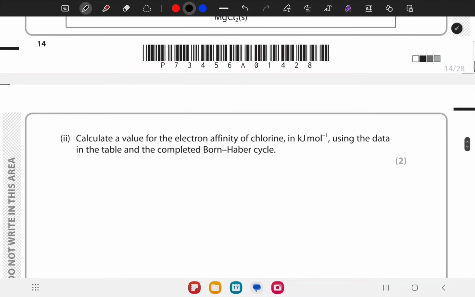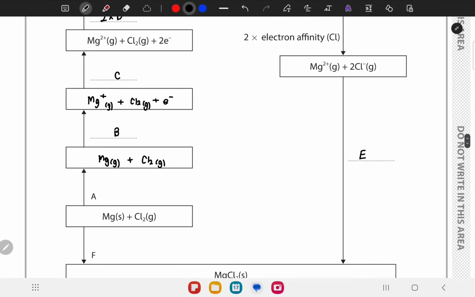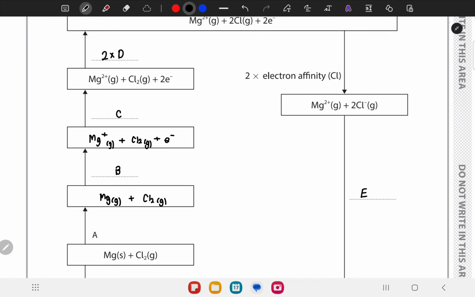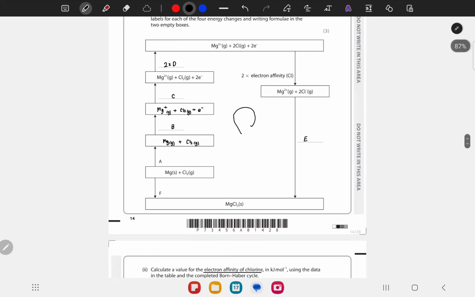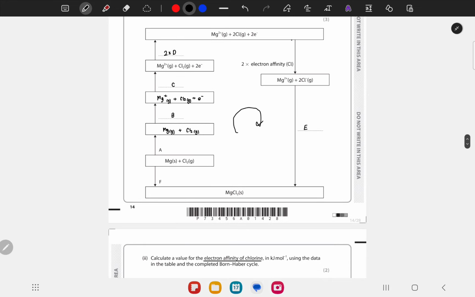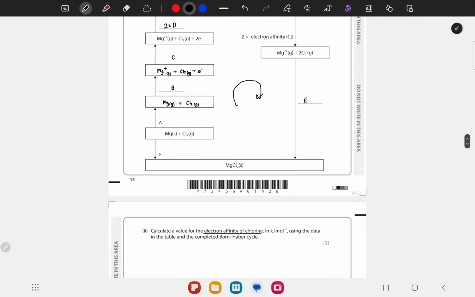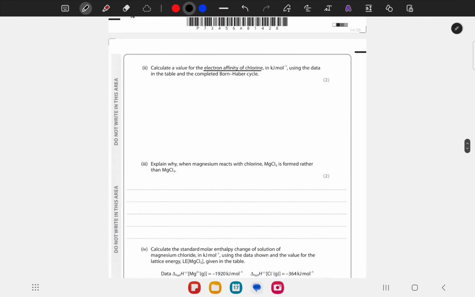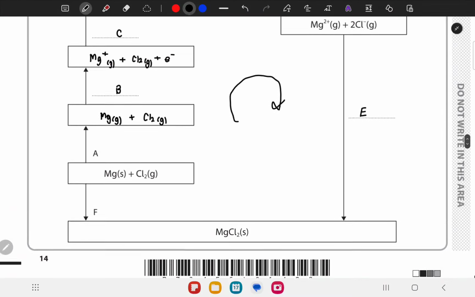So if we have to calculate the value of the electron affinity of chlorine, now if we look at this, A, B, C, 2D, so everything except F is in clockwise direction while F is in anti-clockwise direction. So the summation of everything else will be equal to F. F is minus 641. This will be equal to the sum of everything else.